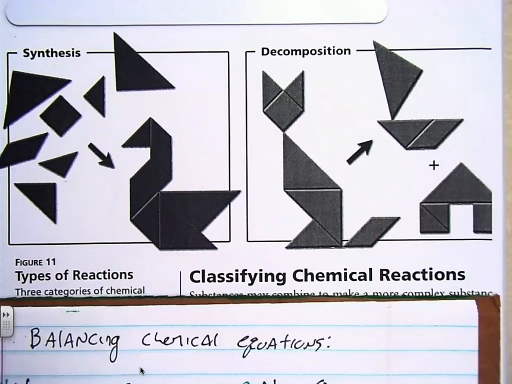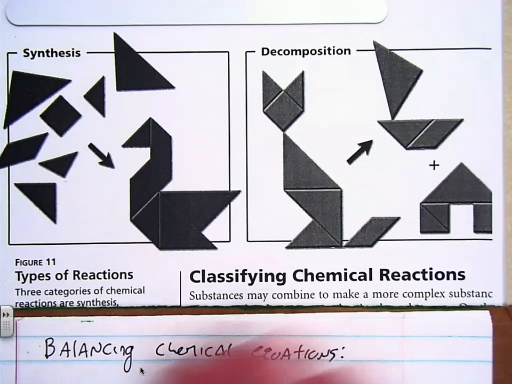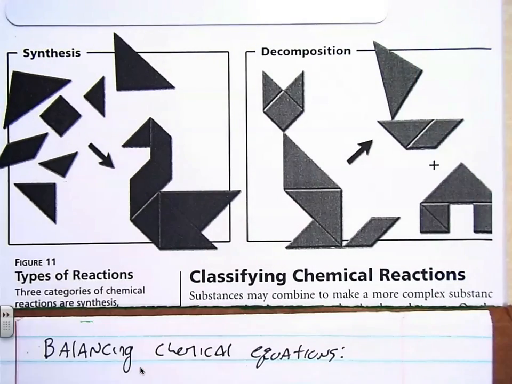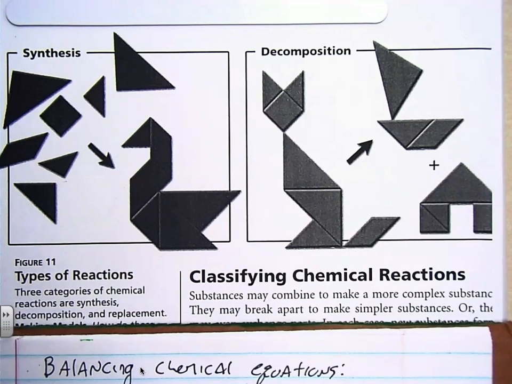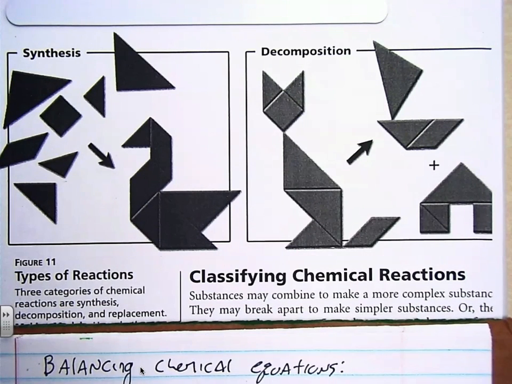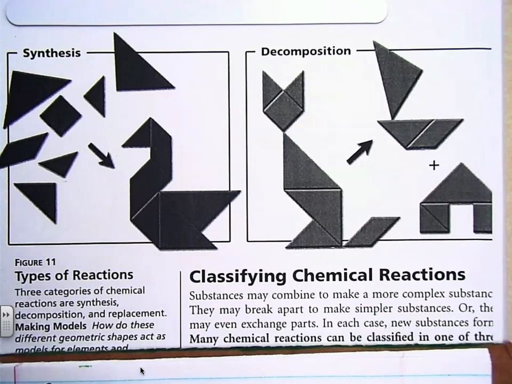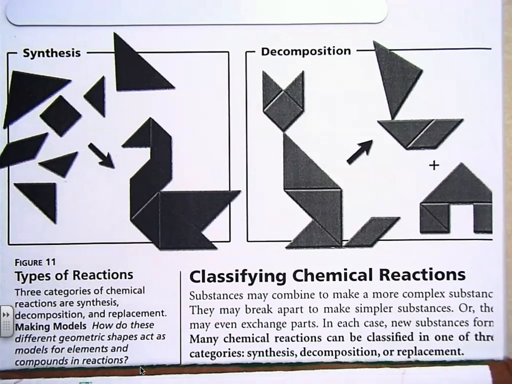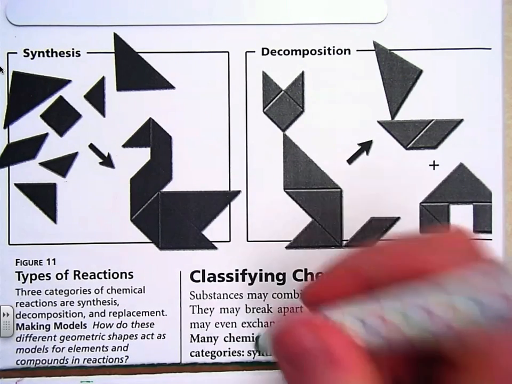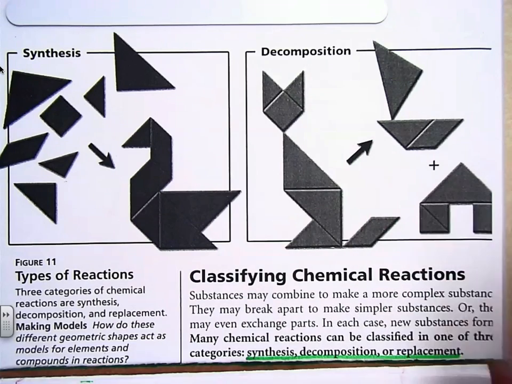Classifying chemical reactions. Substances may combine to make more complex substances. They may break apart to make simpler substances, or they may even exchange parts. In each case, new substances form. Many chemical reactions can be classified into one of 3 categories: synthesis, decomposition, and replacement. Okay, vocabulary words you should know.